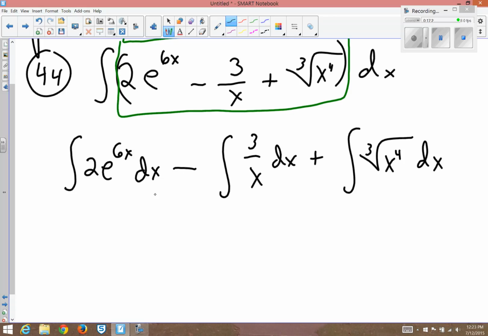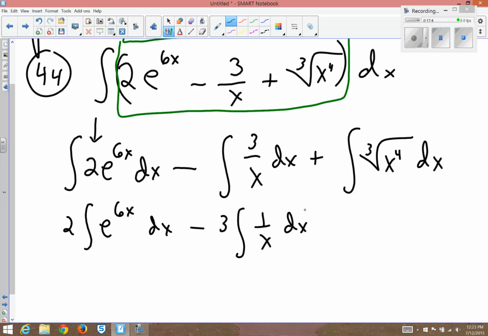For each term here, if there's a constant that's multiplied, like the 2, we can move it. We move constants that are multiplied to the left of the integral symbol. The same thing with this 3. We're going to take this 3 and put it to the left of the integral symbol. And this third one, instead of writing the cube root of x to the fourth, we're going to write x to the 4/3.